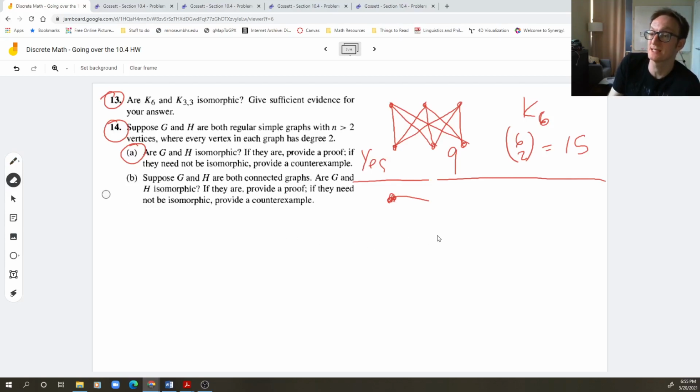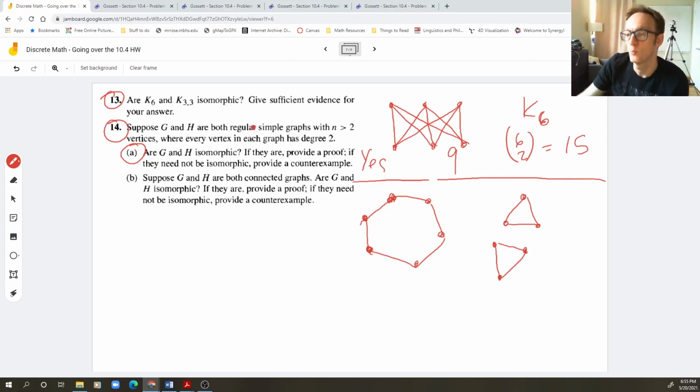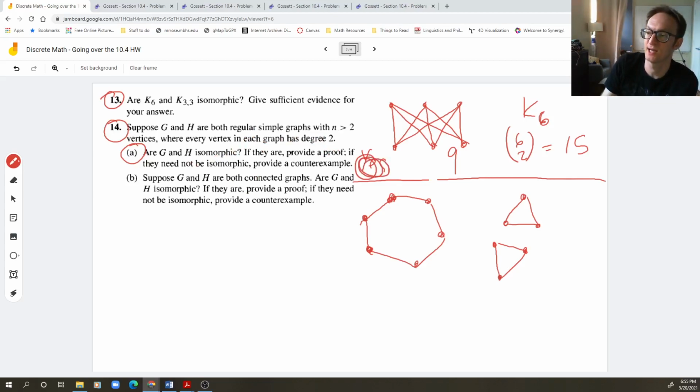Yeah. So consider C6. That's what I wanted to say. 1, 2, 3, 4, 5, 6. So here's a graph where every vertex has degree 2, 6 vertices. But of course, this is also a simple graph where every vertex has degree 2, 6 vertices. Aha! What was that question I was asking? Regular? Check. Because every vertex has degree 2. Simple? Check. With n greater than 2 vertices? Yep. Every vertex has degree 2. It's kind of redundant from saying regular. Are G and H isomorphic? The answer is no. So in other words, provide a counterexample.